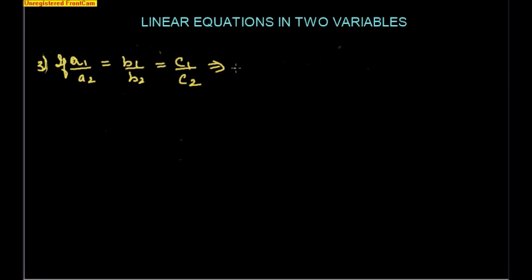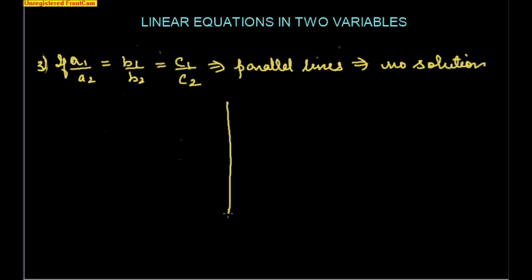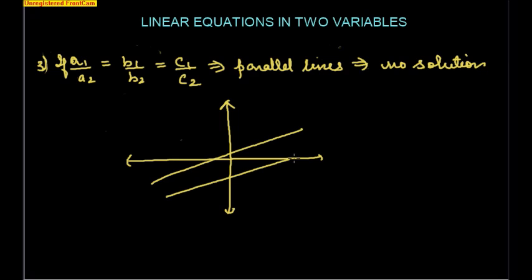Third condition, that if A1 upon A2 is equal to B1 upon B2 is equal to C1 upon C2, the graph will be of parallel lines and there will be no solution. That means the two lines will be like this.